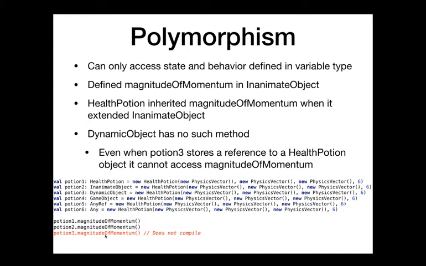So from a DynamicObject, I can't call any methods or access any state variables declared in either InanimateObject or HealthPotion. I can only access the variables and the methods that are declared in the DynamicObject class, or the GameObject class, or the AnyRef class, or the Any class. It has to be one of those. It has to be visible from that class.